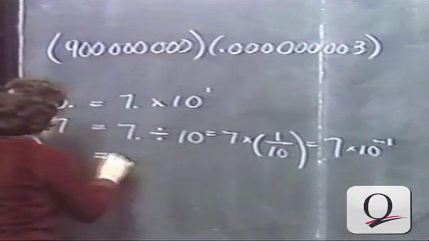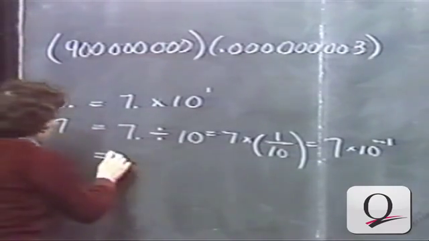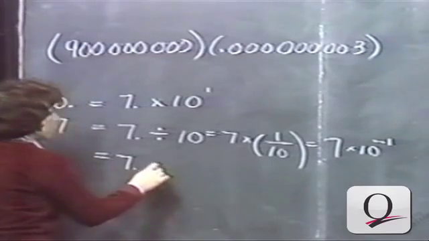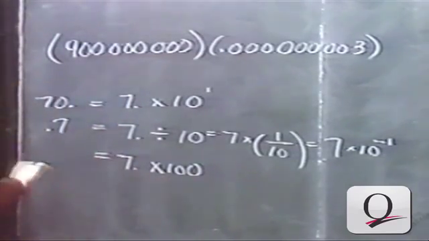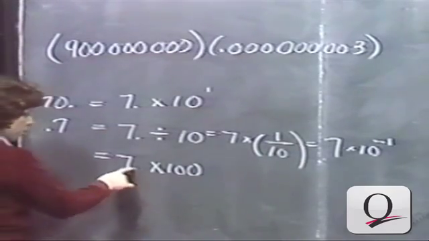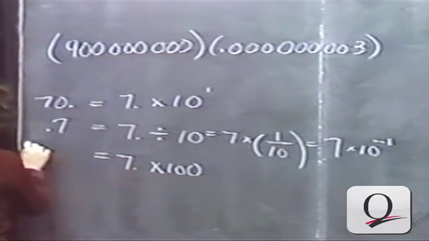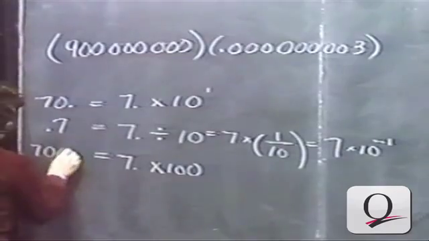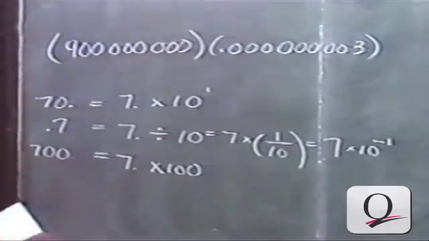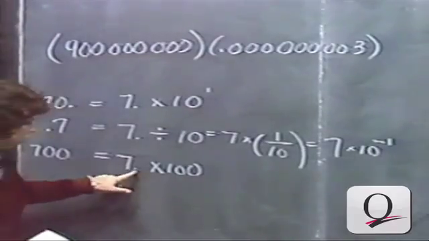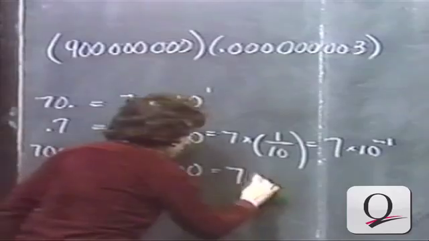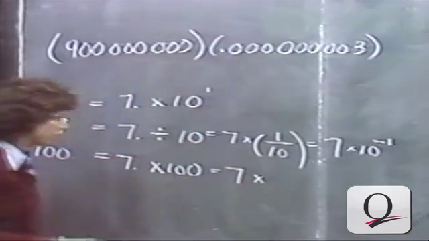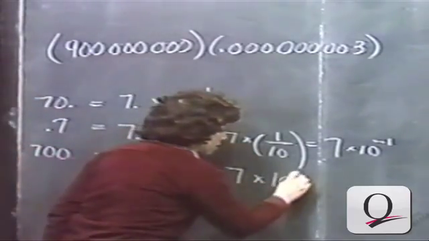Now let's try multiplying by 100. If you have 7 and you multiply it by 100, you move the decimal 2 places to the right. 7 point becomes 700 point. 7 times 100, of course, is 700. You move the decimal 2 places to the right. I want to put this in power of 10 form. 100, of course, is 10 squared.